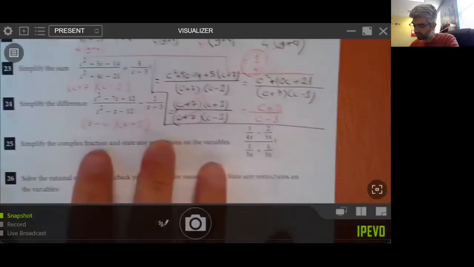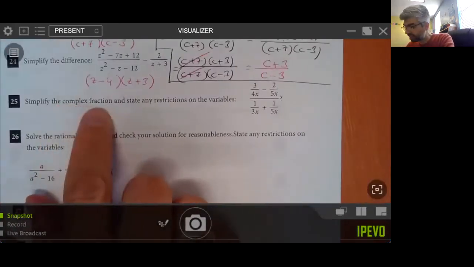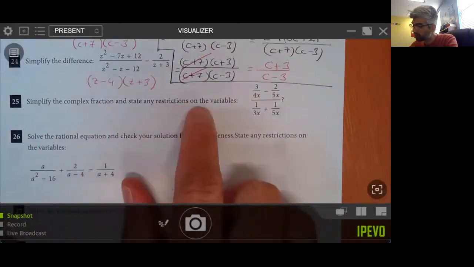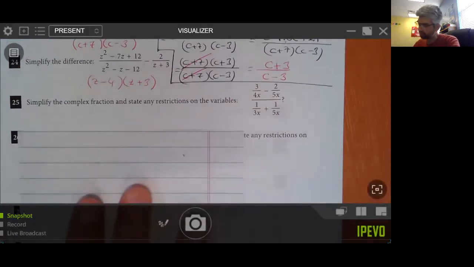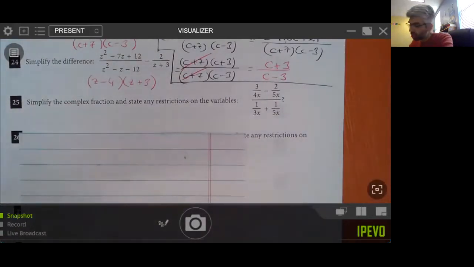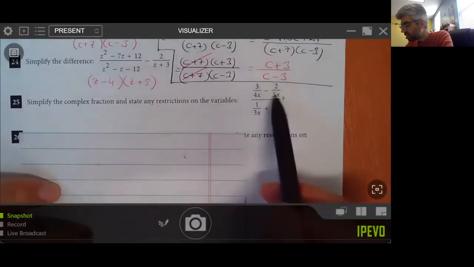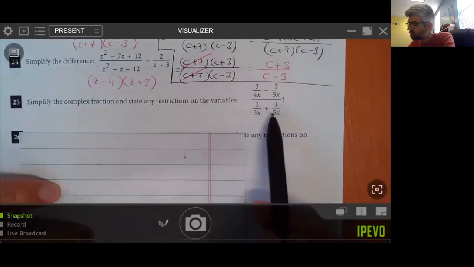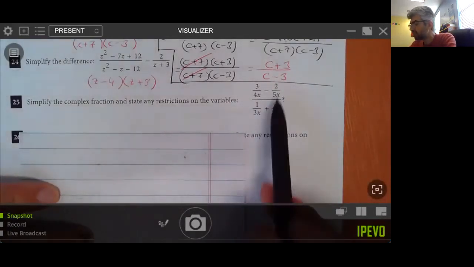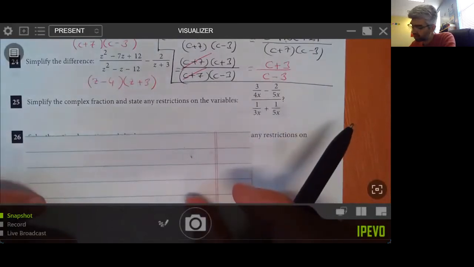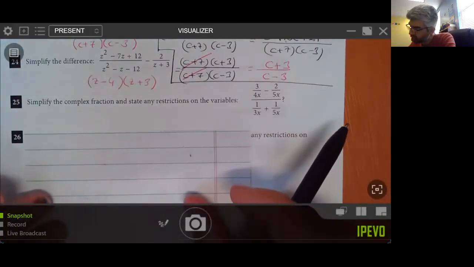Number 25, simplify the complex fraction and state any restrictions on the variables. I think I will use the back side of this paper. Okay. Well, here I have subtraction. I perform that. In denominator, I have addition. I perform that. And then I will simplify the factors.